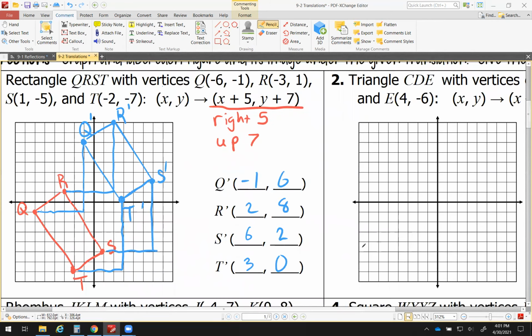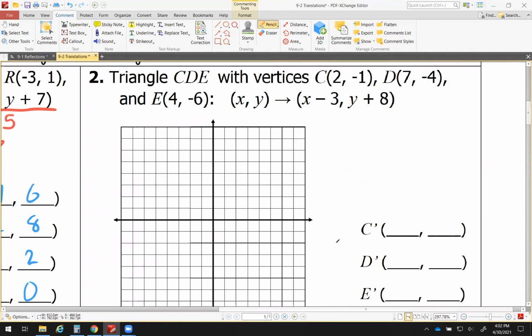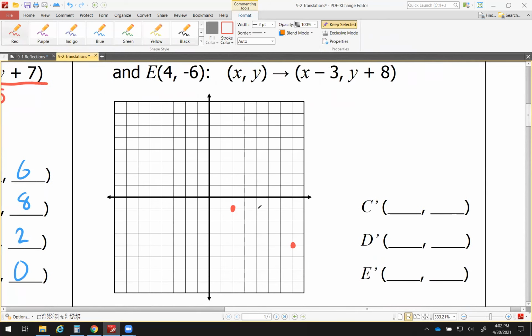And for number 2, I want to do it in maybe a little bit more of an algebraic method. So I will go ahead and graph the first one. So CDE, C is at 2, -1. D is at 7, -4. And E is at 4, -6. So 4, 1, 2, 3, 4, 5, 6. So there's C, D, E.